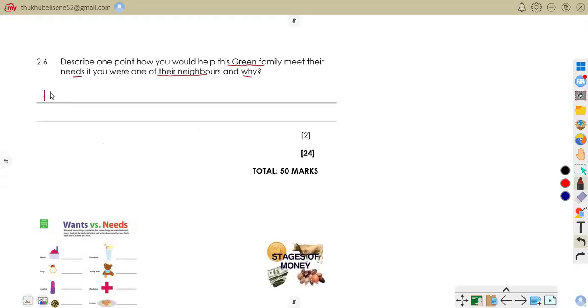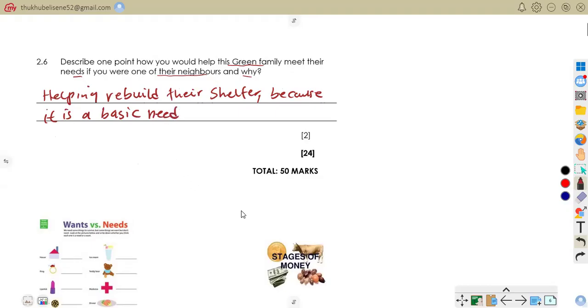So we can say helping rebuild their shelter because it is a basic need. So like I've said here, learners can explain how they would help, showing understanding of the needs. So this is helping a family after a fire.